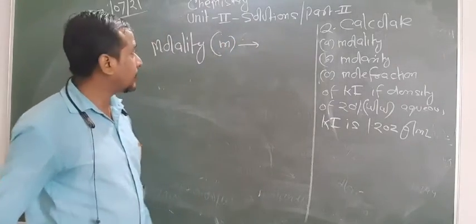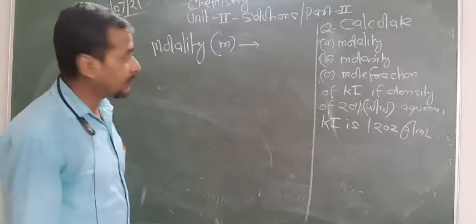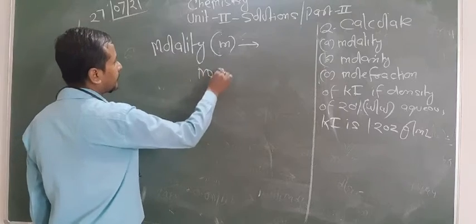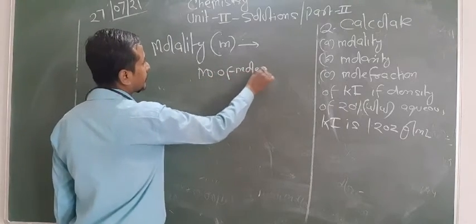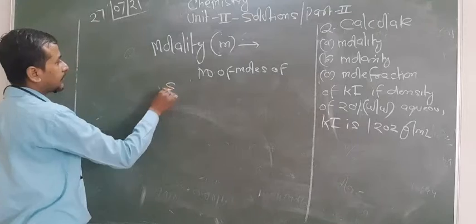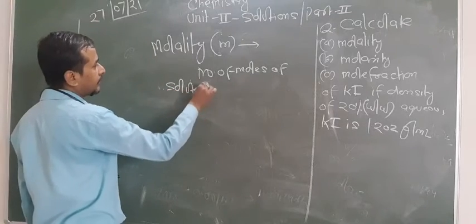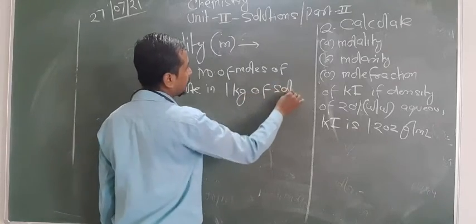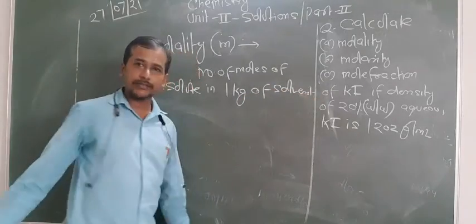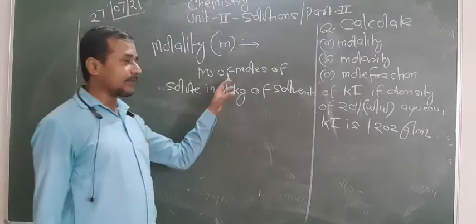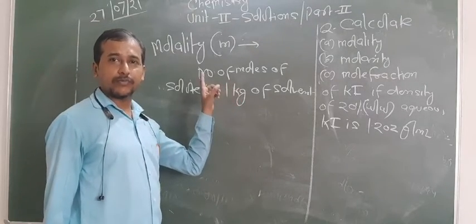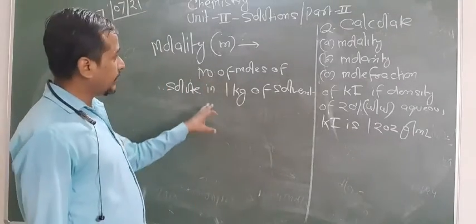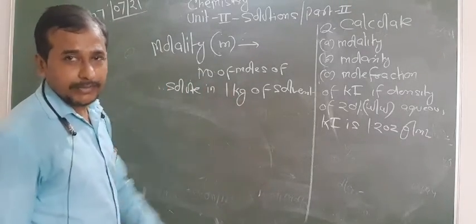So now let us focus on another concentration, that is molality. It may be defined as the number of moles of solute in 1 kg of solvent. So what is the difference between molarity and molality? The number of moles is the same, but the difference is that in case of molarity, the volume of solution is taken, but here the mass of solvent in kg is taken.